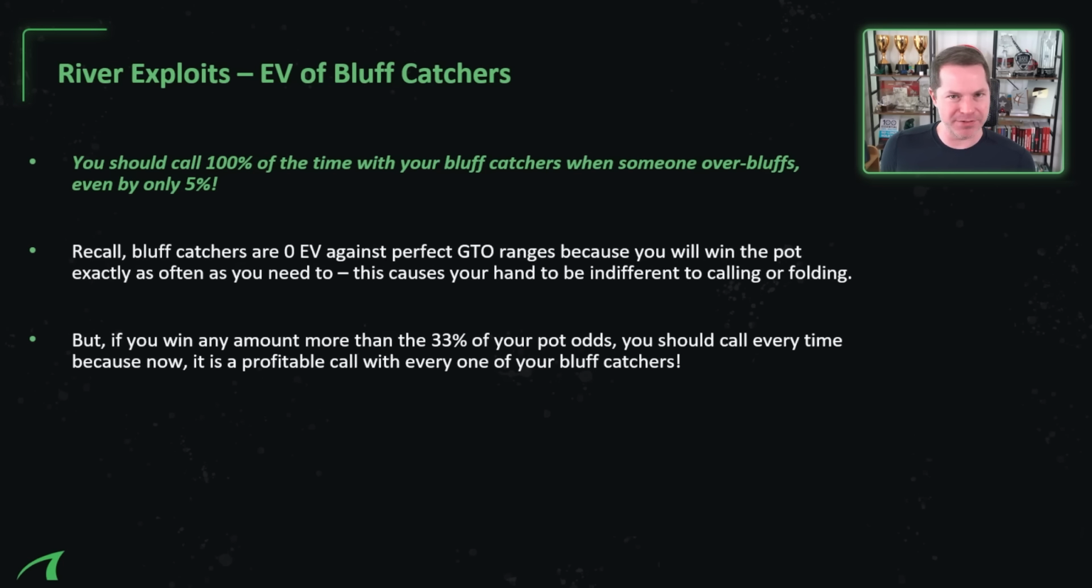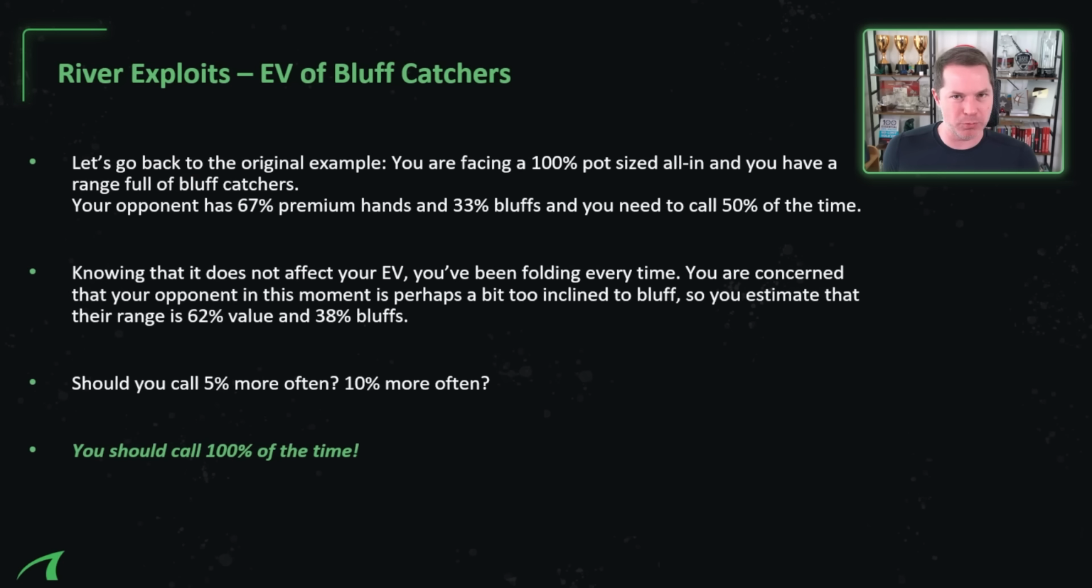If someone overbluffs even by a little bit, because if you recall, the bluff catchers are 0 EV against a perfect GTO range because you win the pot exactly as often as you need to. And this causes your hand to be indifferent between calling or folding. But if you win any amount more than 33% of the time, which were your pot odds, you should actually call every time now, because it's profitable in this situation. You thought they were going to be bluffing 38%. It means you're going to be winning 38%, but you only need to win 33%, presuming their range is structured with 62% value hands and 38% bluffs, and all of your range are bluff catchers.